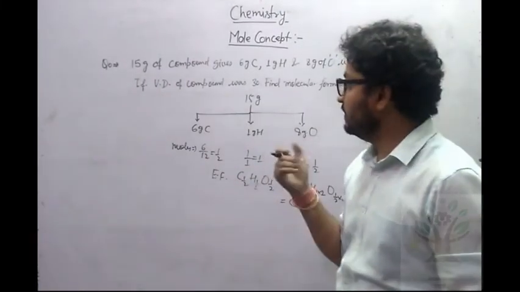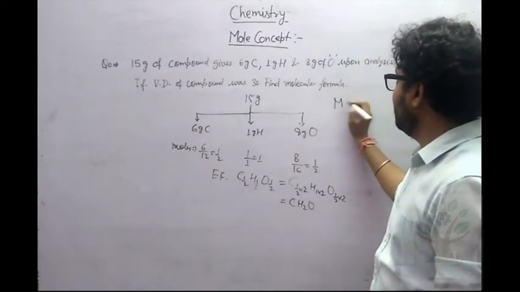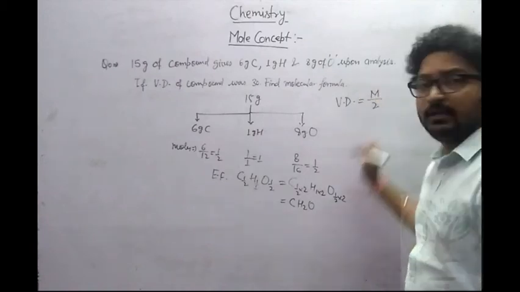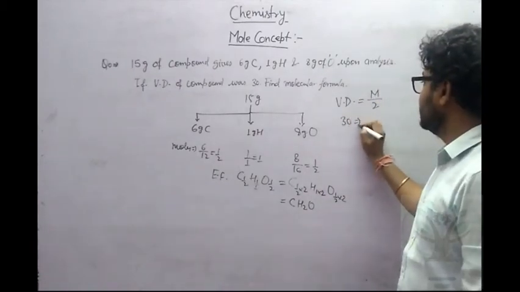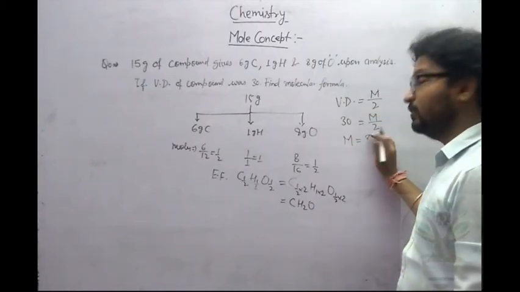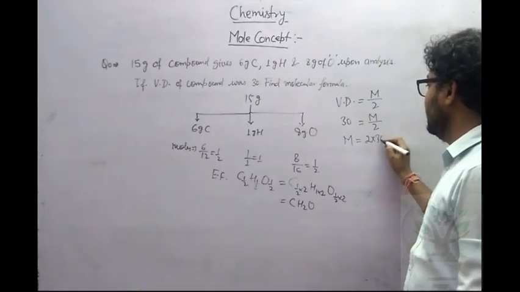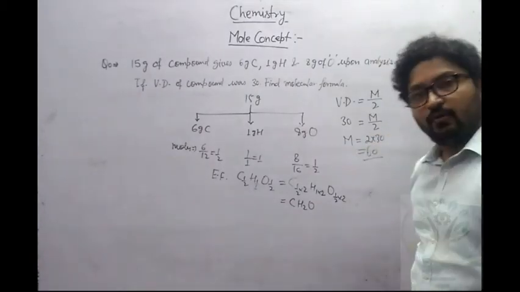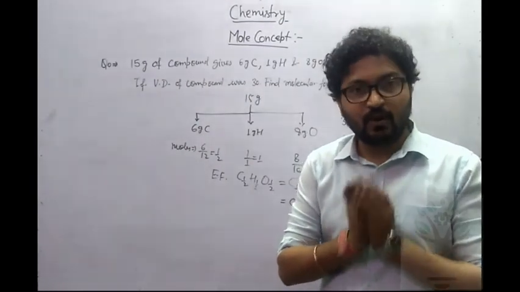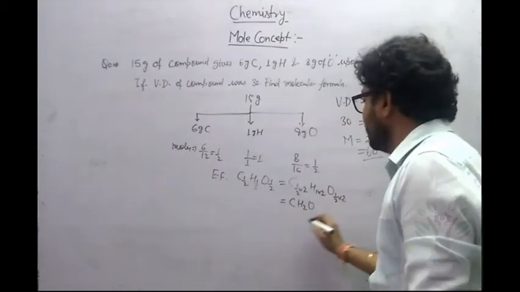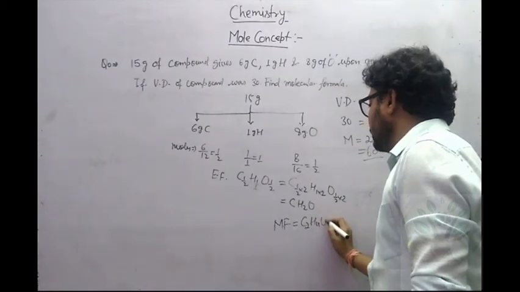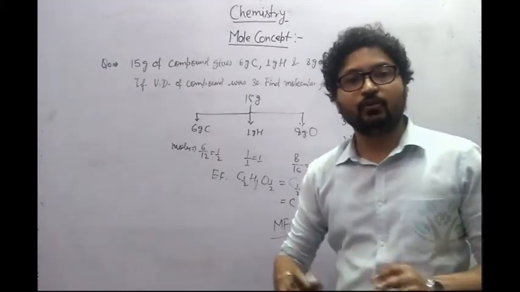So how can I find molecular weight with the vapor density formula? I hope you remember that vapor density is equal to molecular mass divided by 2. So vapor density is 30, that implies 30 equals M by 2. So the molecular weight will come as 2 into 30, that means 60. Okay. Now I am leaving this question on you. You have to find the molecular formula on your own, and let me tell you, the answer will come: the molecular formula will be C2H4O2. But you have to find this on your own.